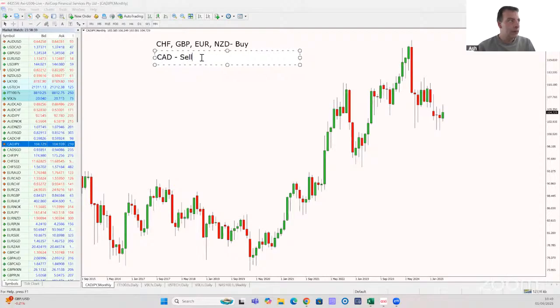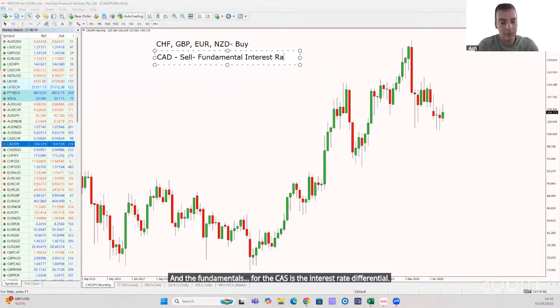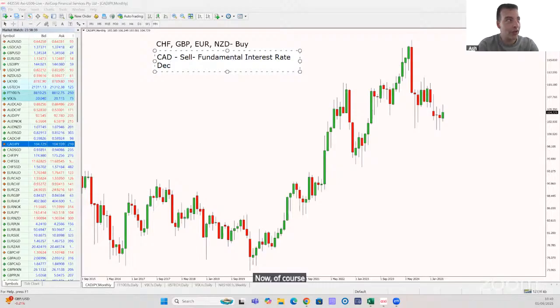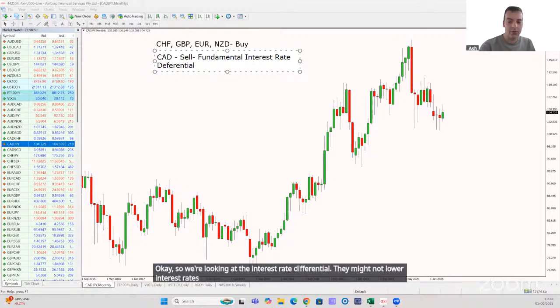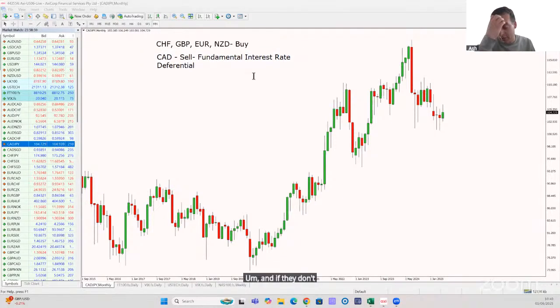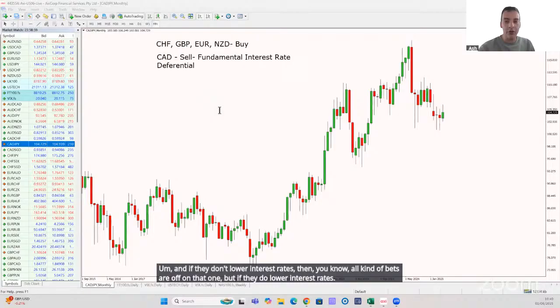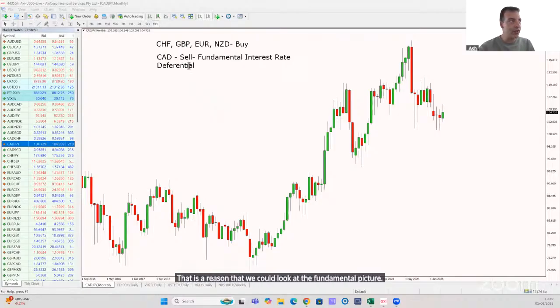And the fundamentals for the CAD is the interest rate differential. Now, of course, they might not lower interest rates. Okay, so we're looking at the interest rate differential. They might not lower interest rates, and if they don't lower interest rates, then all bets are off on that one. But if they do lower interest rates, that is a reason that we could look at the fundamental picture to suggest that we can sell the Canadian dollar versus these others.